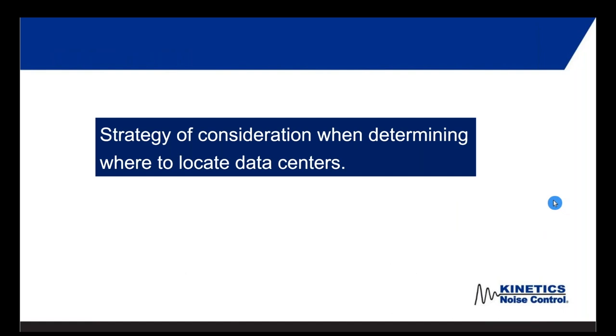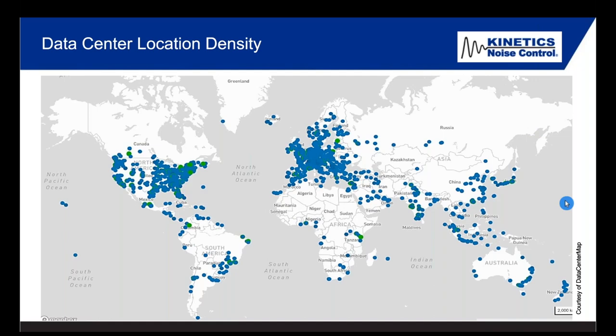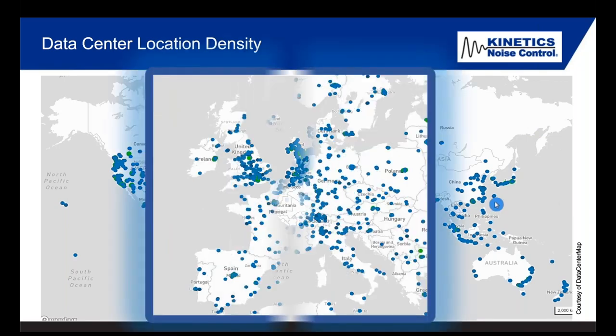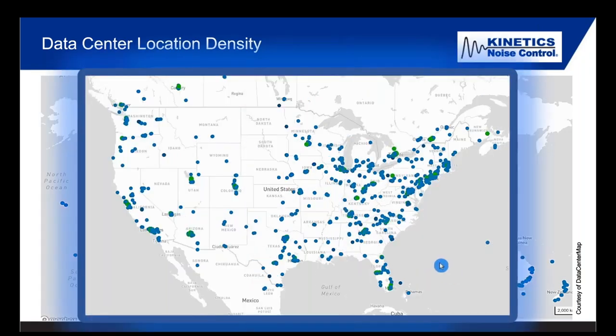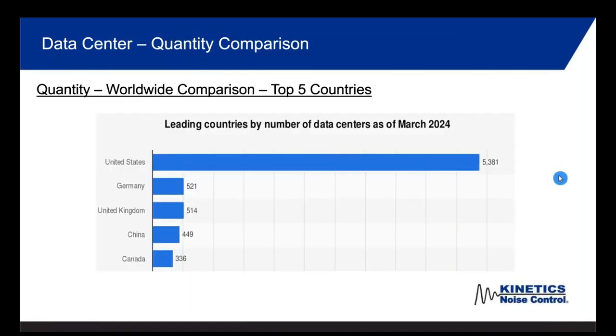The strategy to consider when determining where to locate data centers. When we look at the whole world, all these dots, whether they're blue or green, are the locations of data centers. If we look at Europe alone, you can see the UK, Netherlands, Belgium, Switzerland. And then in the US, you can see similarly high concentration areas such as Boston, Philly, New York City, Los Angeles, Orlando, up in Seattle. You can see a lot of areas where the data centers are sprawled out. In some areas, you see none.